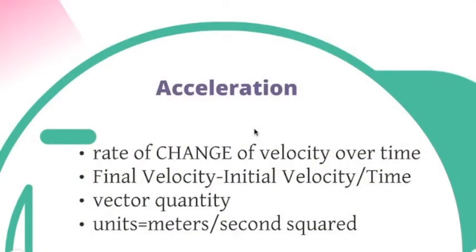Finally, I'll talk about acceleration. Acceleration is a rate of change of velocity over time, and the formula is final velocity minus initial velocity divided by time. This is also a vector quantity, and whenever velocity or direction changes, there's always acceleration or deceleration happening. Also, the units of acceleration is meters per second squared.